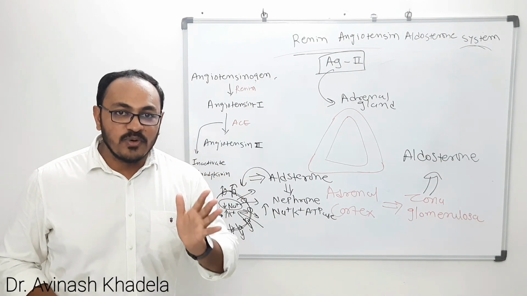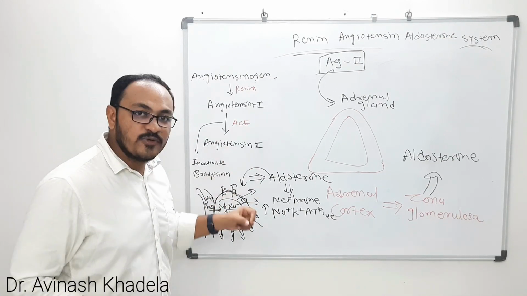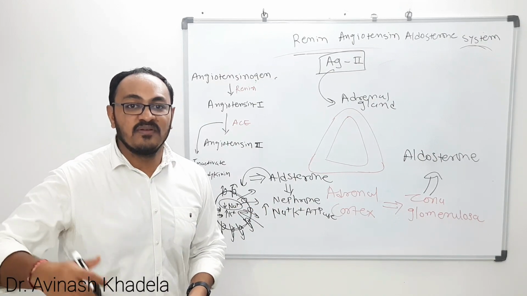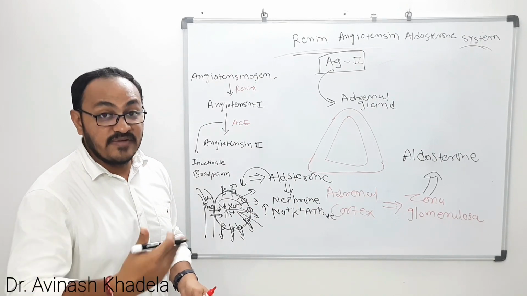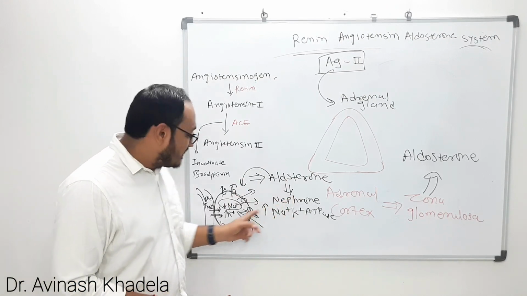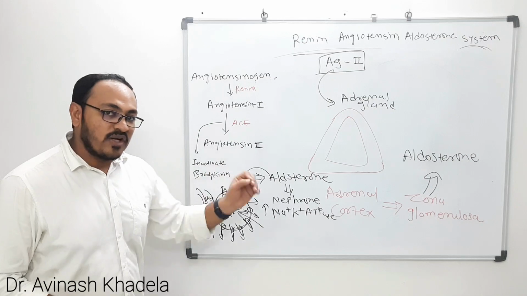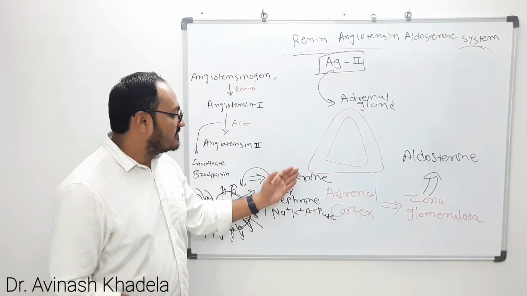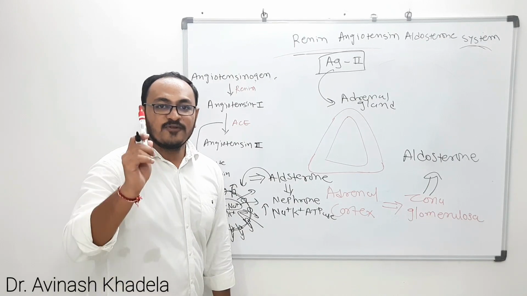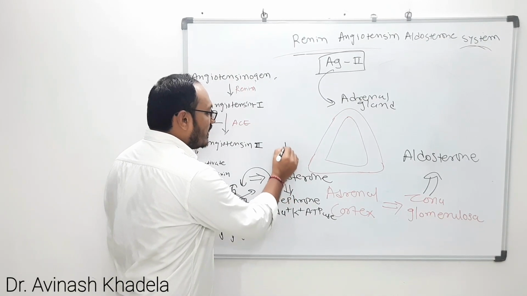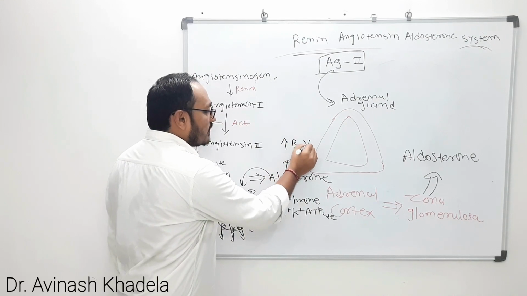Now, as a thumb rule, sodium will also try to retain water. Wherever sodium goes, water follows. So when the sodium is retained via this mechanism, water will also be retained in the human body, and sodium water retention is the action of aldosterone. This sodium water retention by aldosterone leads to an increase in blood volume.